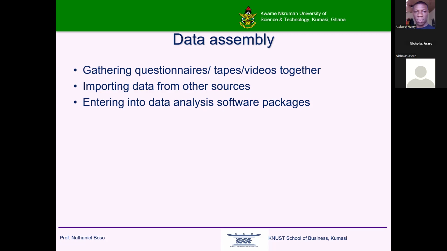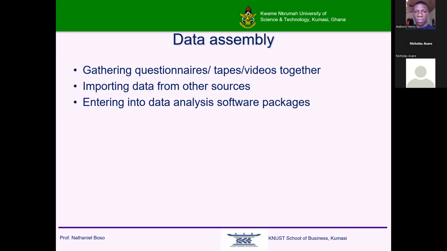Sometimes you may have conducted your survey partly online and partly offline. You might have conducted some interviews online, like we are having this online class, and some offline. Bringing these data sources together constitutes assembling the data. Another level at which you can look at assembly of data is entering them into a data analysis software package. It could be a quantitative data analysis software package; organizing the data into a form that the software can interpret is part of data assembly.